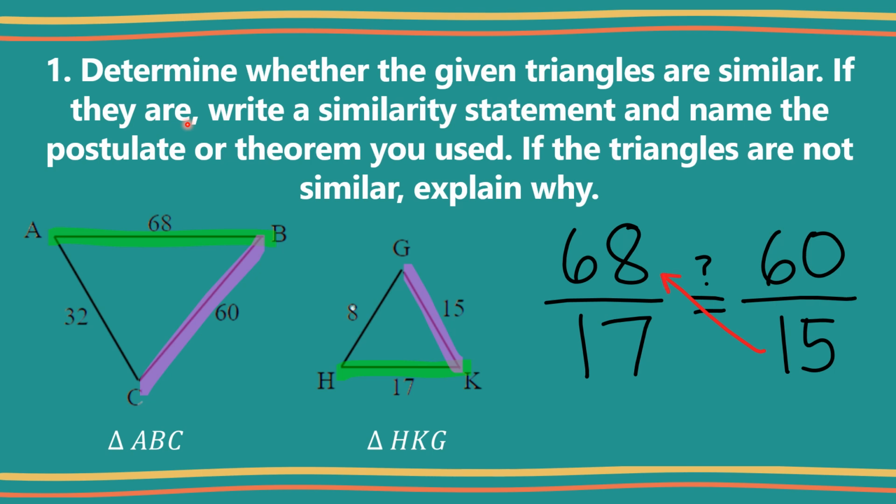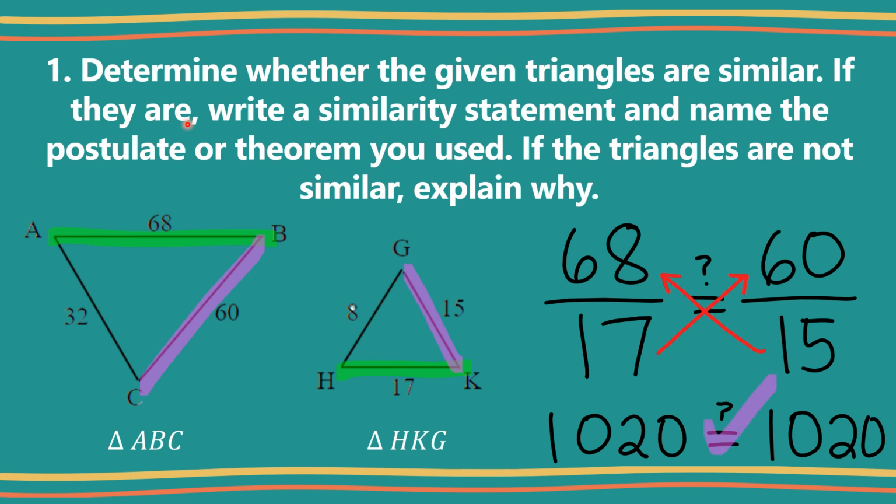So I'm going to multiply that way. 15 times 68 is 1020. So we're going to check and see, is that equal to 17 times 60? 17 times 60 is 1020, so those two sides are in proportion. So that checks out. Now I just need to make sure that my last side is in proportion to those two sides.